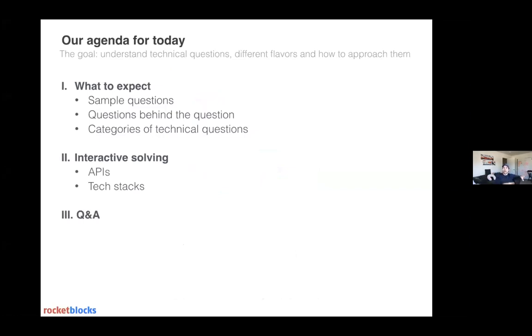I'll do a little bit of categorization of, okay, I know I'm going to get some technical questions. What are the types of technical questions that are going to come up? So it's helpful to think about what those categories are. And then we'll try and do a little interactive problem solving on these technical questions themselves.